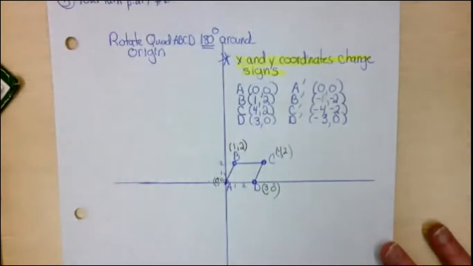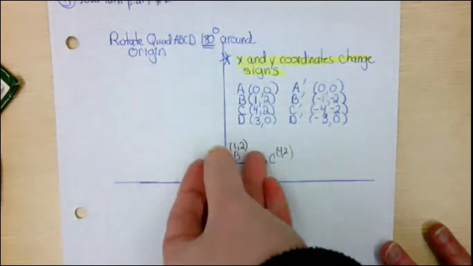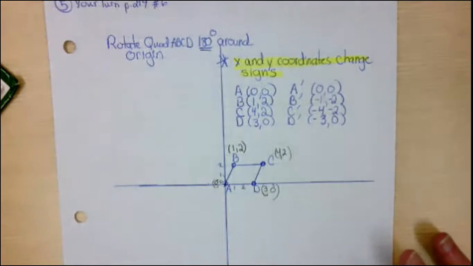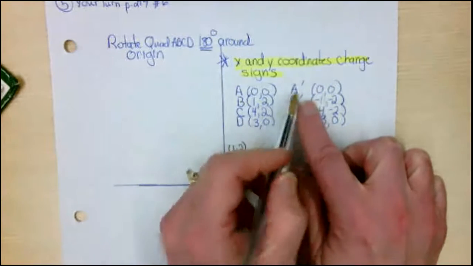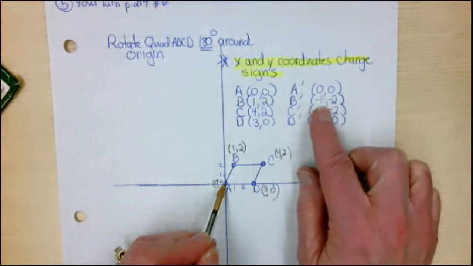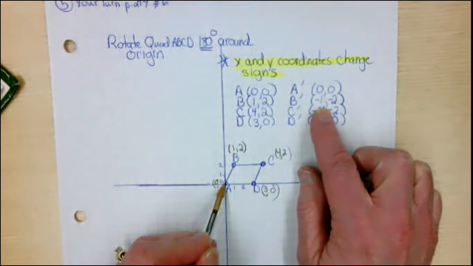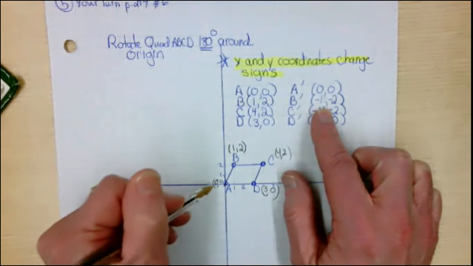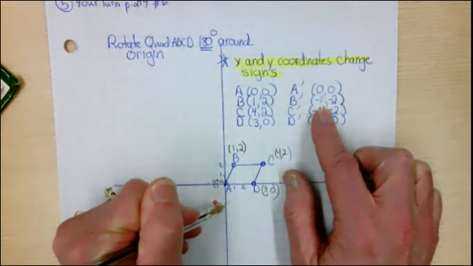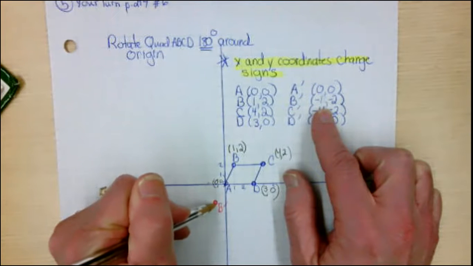And remember, rotating 180 degrees, the coordinates don't switch places, they just change to the opposite sign. So we're taking this and we're moving it like that, okay? So if I do that, I will get the new coordinates. A prime is going to still be at 0, 0. B, the coordinates don't switch places, they just change signs. So B prime is going to be negative 1, negative 2. Let's put that in there.